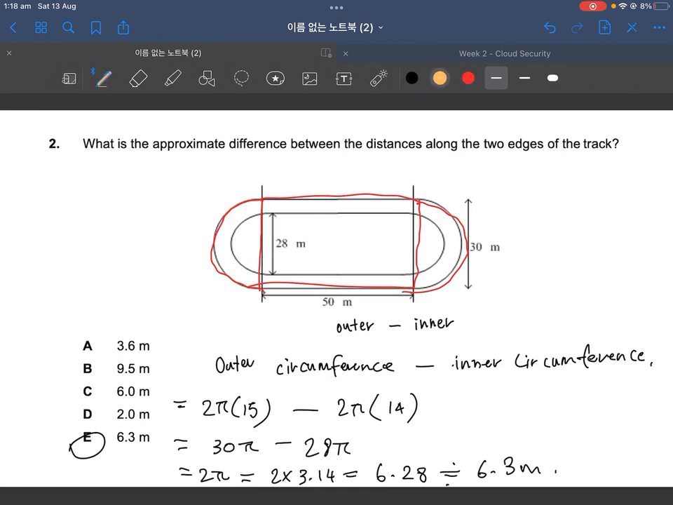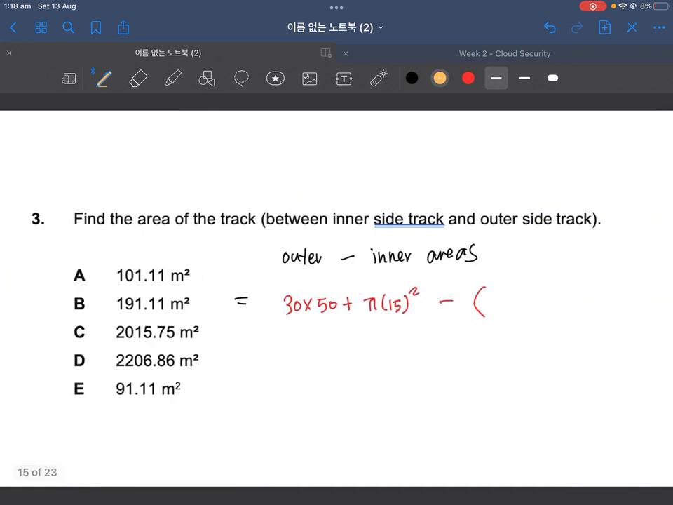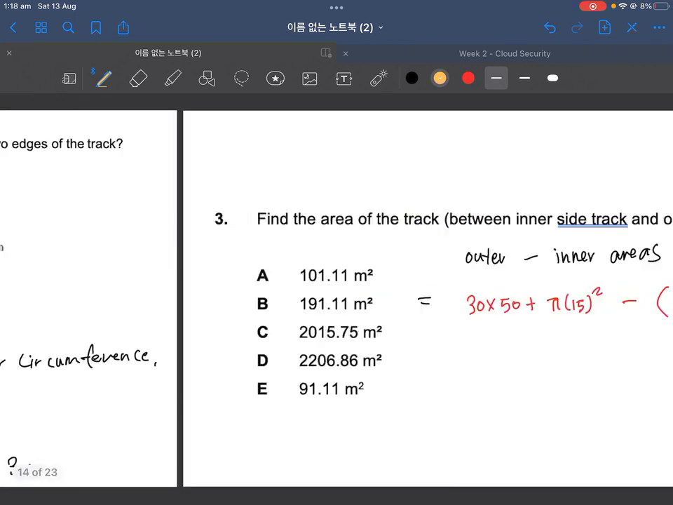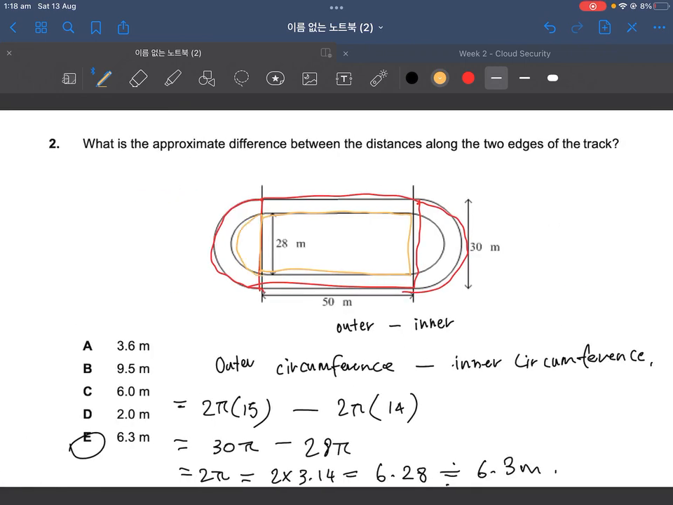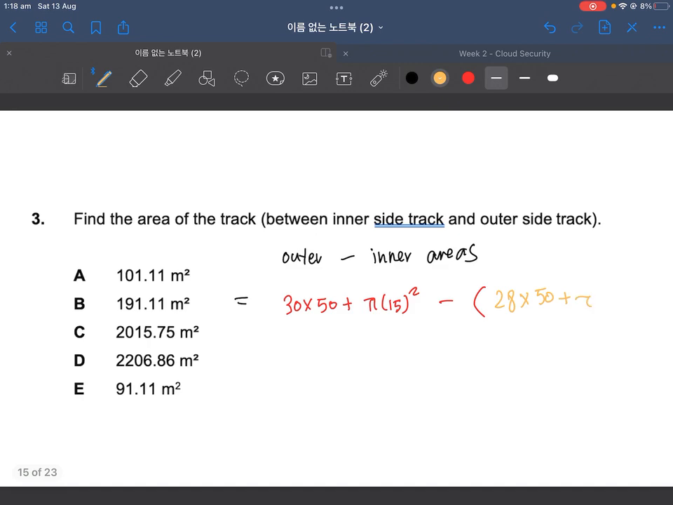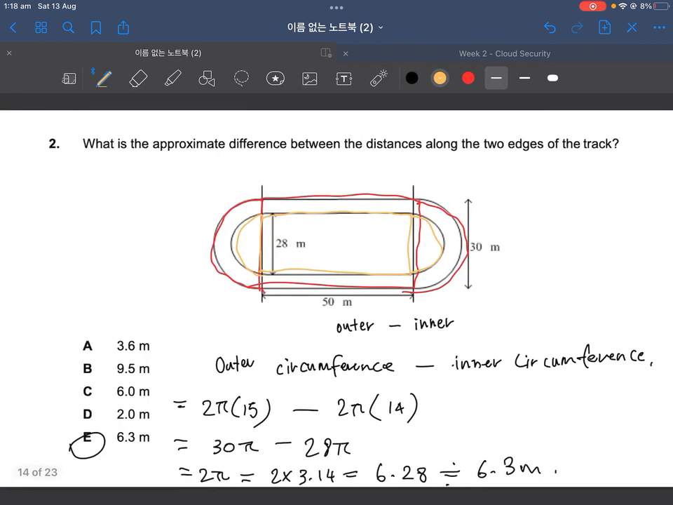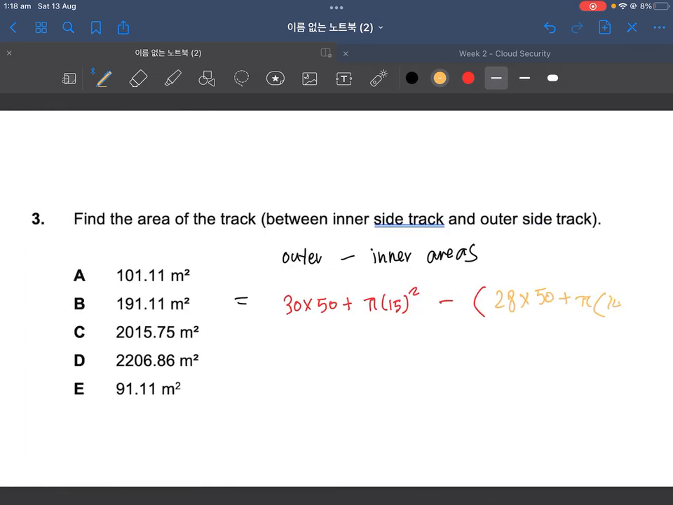What's the inner area? Let's have a look. Let's deal with the rectangle inside first. It happens to be 28 by 50 as well. Plus the inside semicircles that count as one circle. It's going to be pi r squared. What's the radius? 14, as we found earlier, so 14 squared pi.